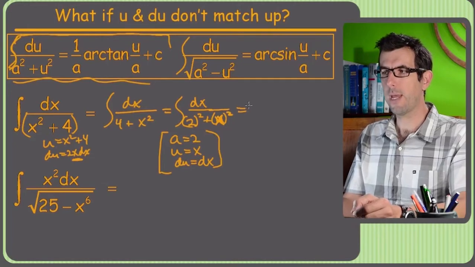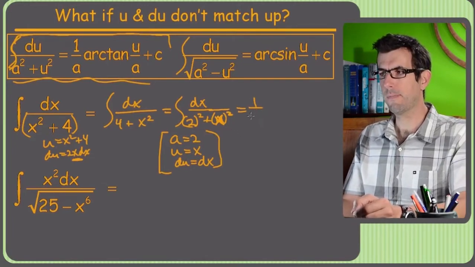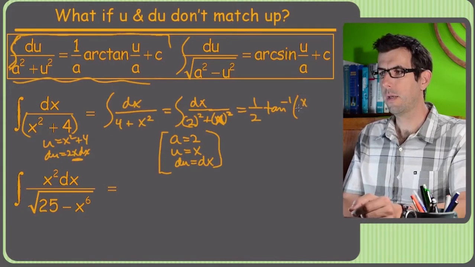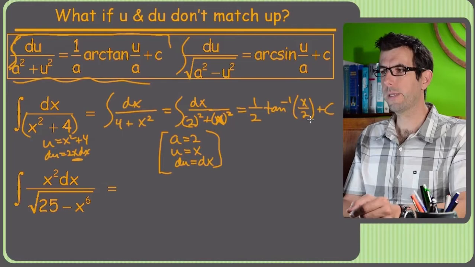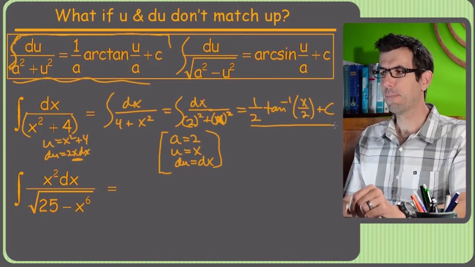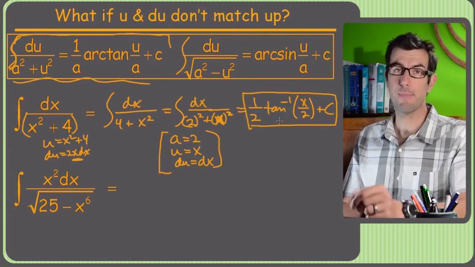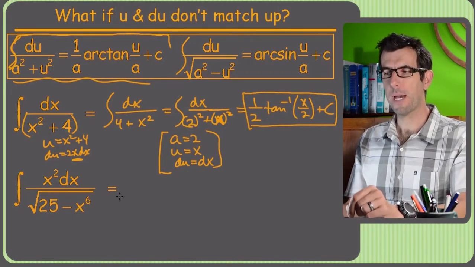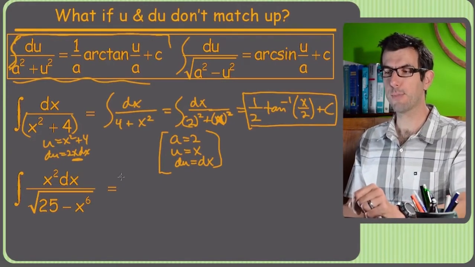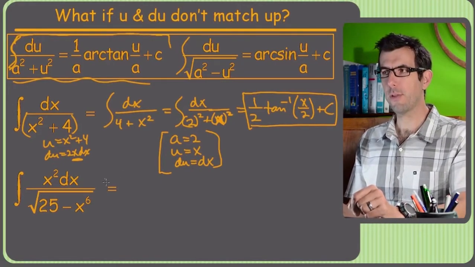So the answer is 1 over a, which is 2, times the arctangent, or tan minus 1, you can write it either way you want, of u, which is x over a, which is 2 in this case, plus c. Pretty cool, right? On the downside, it's something you have to memorize and be able to spot, but on the upside, it's really easy to plug and chug through the arctangent formula once you spot it.